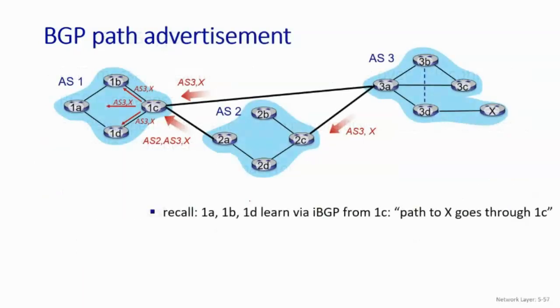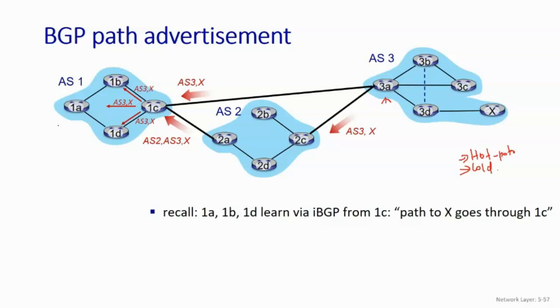And this is the real idea about hot potato versus cold potato. We have two different concepts: hot potato as well as cold potato. See, in this case, autonomous system 1 has 4 routers: 1A, 1B, 1C, 1D. And 3A advertises the route to reach X to 2C as well as to 1C. So now 1C has 2 routes to reach 3A. Directly to 3A, that is AS3, X, that is one route. Another route is AS2, AS3, X.